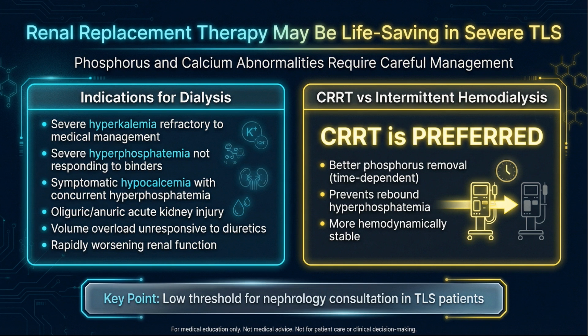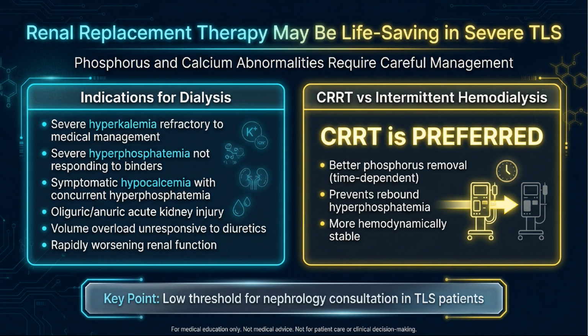The indications for initiating dialysis include severe hyperkalemia that is refractory to medical management and severe hyperphosphatemia that is not responding to phosphate binders. It is also indicated for symptomatic hypocalcemia that occurs in the setting of concurrent hyperphosphatemia, as this is a situation where you cannot safely administer calcium. Other indications include oliguric or anuric acute kidney injury, volume overload that is unresponsive to diuretics, and any case of rapidly worsening renal function.